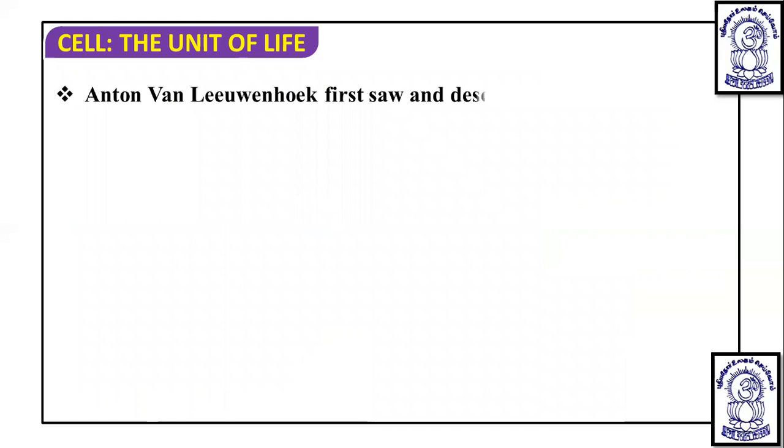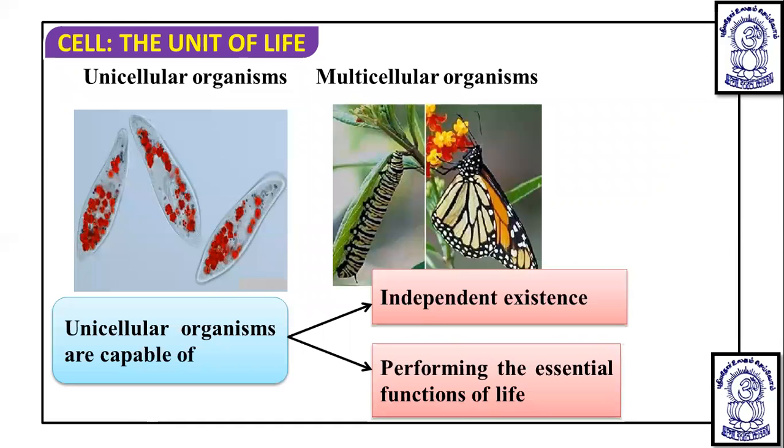Now, later on, if we talk about unicellular organisms, they are capable of independent existence and performing the essential functions of life. Anything less than a complete structure of a cell does not ensure independent living. Remember, anything which is less than a complete structure of a cell does not show independent living. Hence, the cell is the fundamental, structural, and functional unit of organisms.